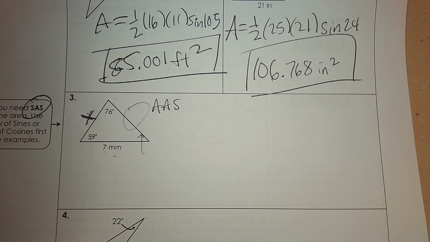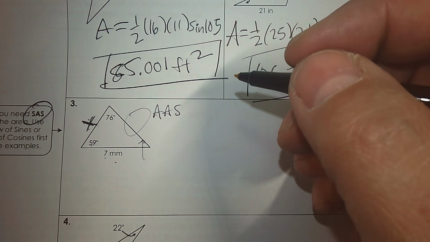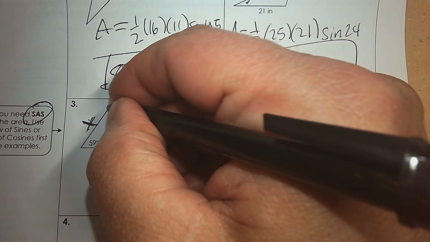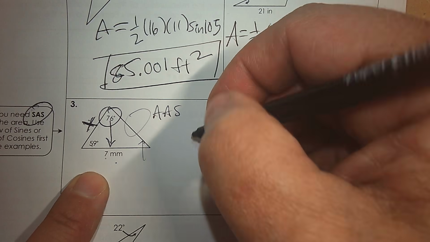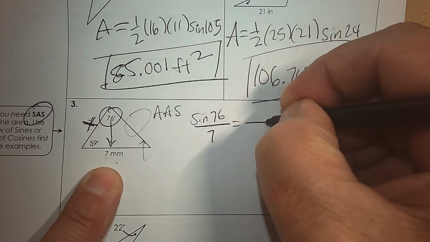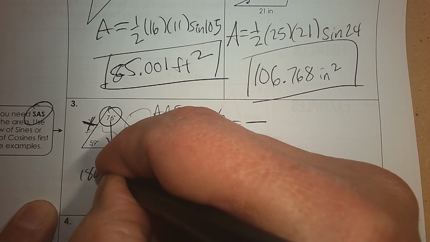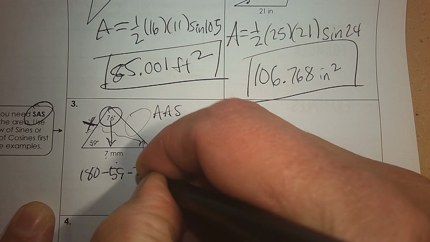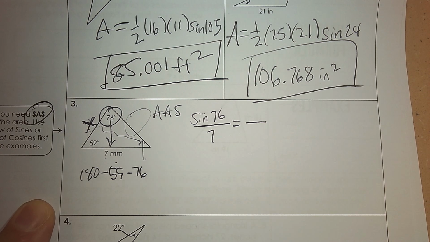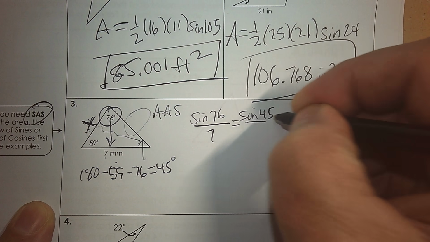Hey, what law do I use to find that missing side? And the answer is the law of sines. Do you know the angle and its opposite side? So it's sine 76 over 7. What angle is opposite of what I'm looking for? Well, I need to find it. So it's 180, take away 59, take away 76. That other angle is 45 degrees. So it's sine 45 over x.